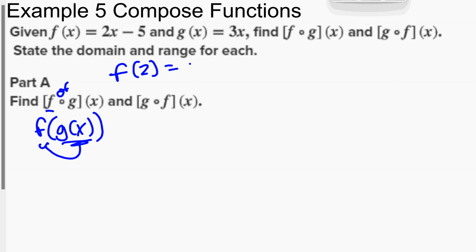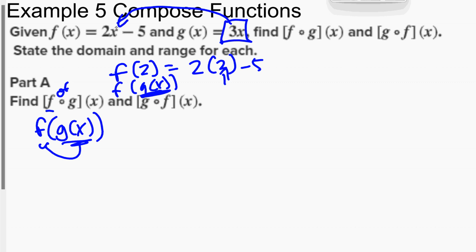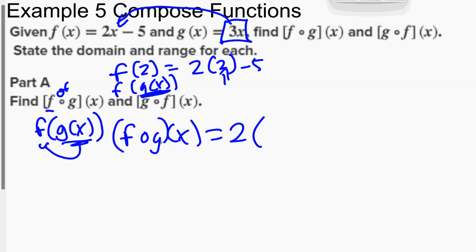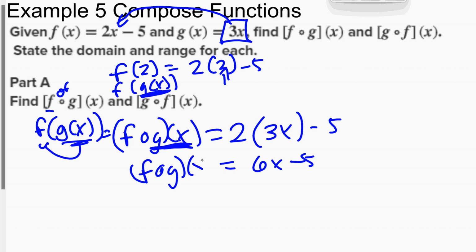2, that means I plug in 2 for my x, right there, and I solve it, right? So f of g of x means I'm plugging this whole equation in for this x. So f of g of x is taking 2 times x, but my x is this whole equation, g of x, so 3x, then minus 5. So that becomes 6x minus 5.